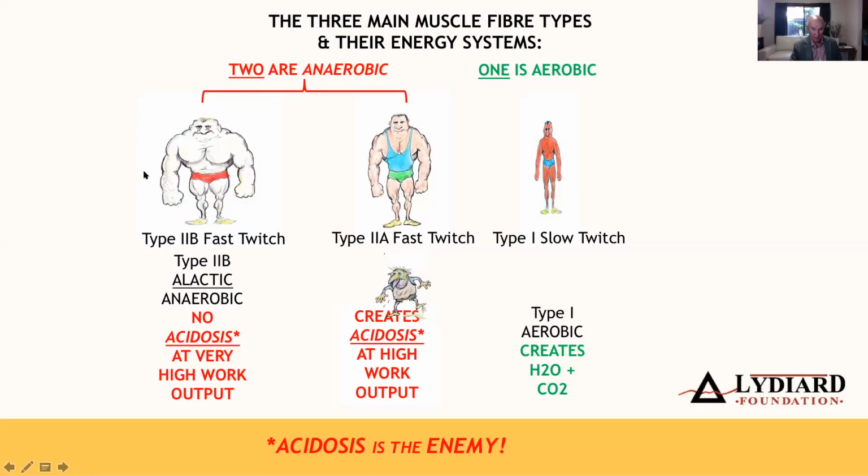I'm going to talk about the fast twitch fibres today. There are two types of fast twitch fibres, and they're completely different. The first of the main two fast twitch muscle fibre types I want to talk about is the type IIB fast twitch. This is a very, very, very powerful muscle fibre type.